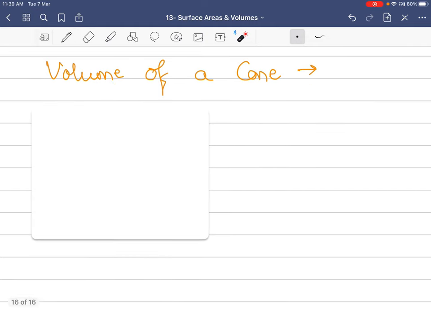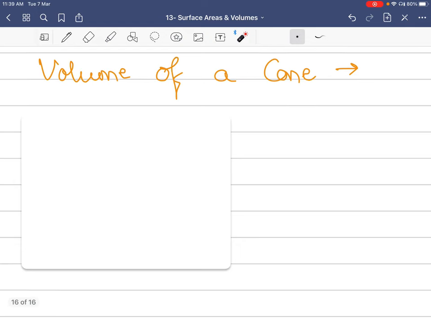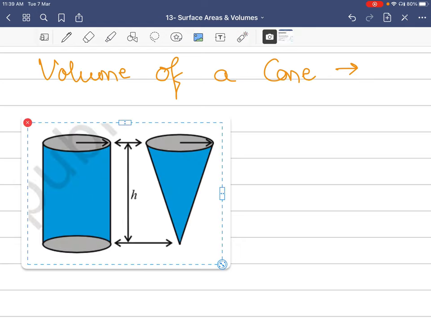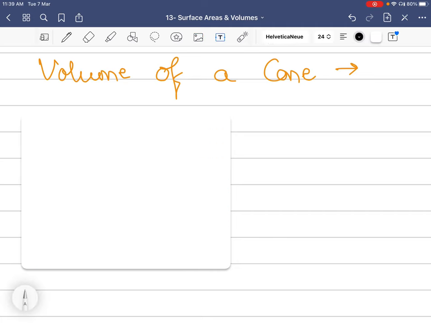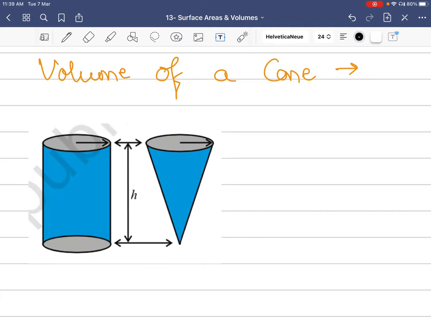Now there's a very interesting way to find out the volume of a cone, and to understand the volume of the cone, we are going to do a small experiment. What we are going to do is take one cylinder and one cone which will have the same radius and the same height.